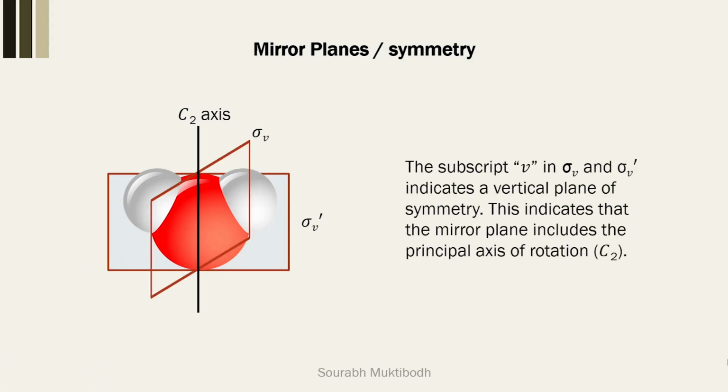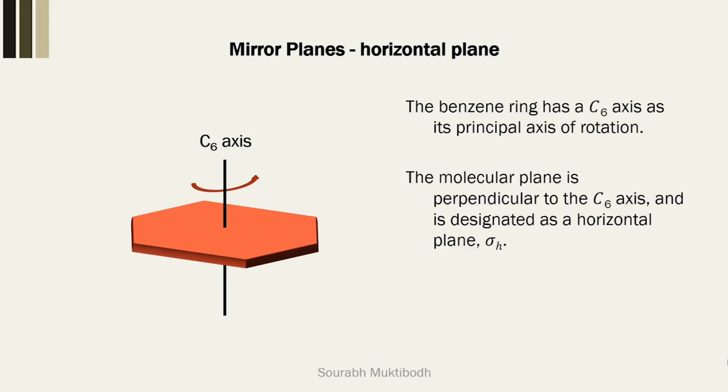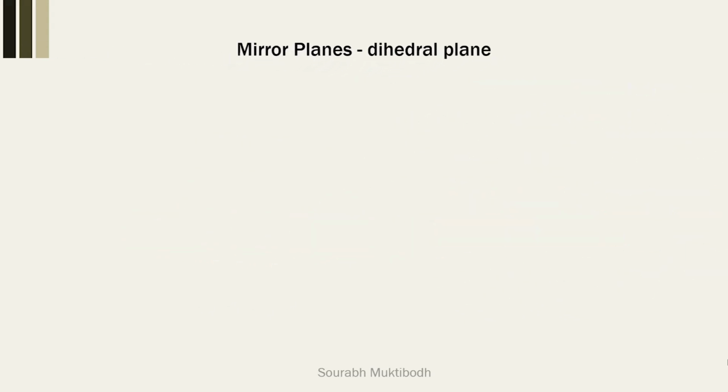You just notice the subscript v, sigma v and sigma v dash, both are vertical planes because they are collinear with the principal axis. They are not perpendicular to the principal axis. The horizontal plane is very obvious, such as the one in benzene. If we insert a plane in benzene, all carbon and hydrogen atoms would be divided into equal halves, and this is perpendicular to the principal axis C6 as shown here. Generally, such planes are also known as molecular planes, and they are perpendicular to the principal axis, designated by sigma h. The third one is the case of the dihedral plane of reflection.